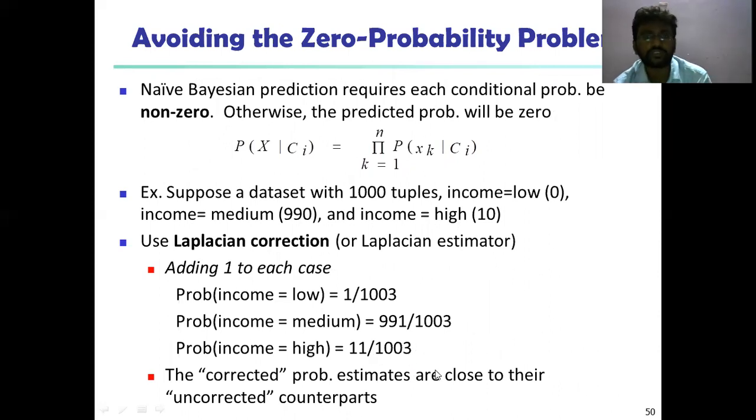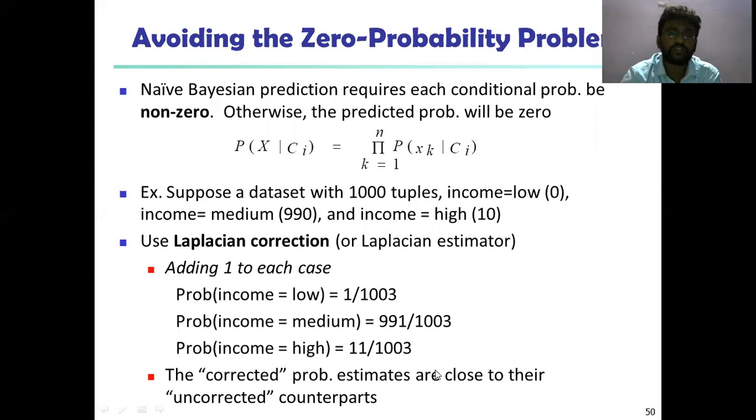For example, suppose the data set has 1,000 tuples, where the income is low for 0 members, medium for 990 members, and high for 10 members. So here we have three types of income: low, medium, and high. In the low category 0 are there, in the medium category 990 are there, and in the high category 10 are there. Here the low value is zero, while medium and high are non-zero values.